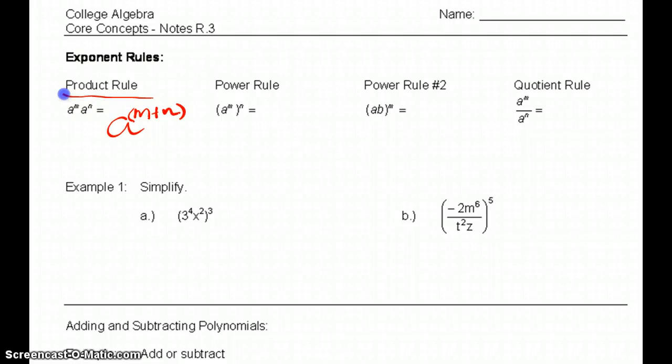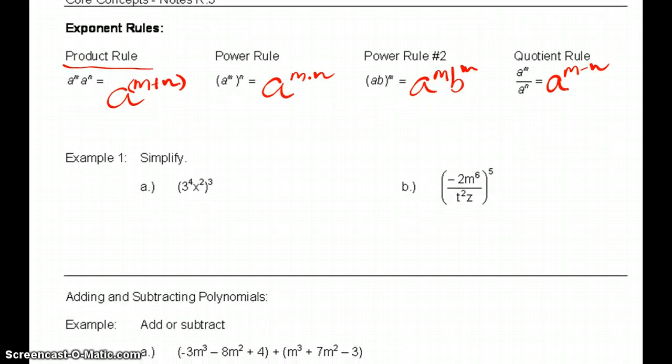Right, power rule. When you have a to the m to the nth power, you're multiplying. And then your power rule number 2 is if you have two bases to the same power, it becomes a to the m times b to the m. And finally, when you have a quotient, so you have the same base in the numerator and the denominator with different exponents, you are subtracting. Okay, so let's try a few examples.